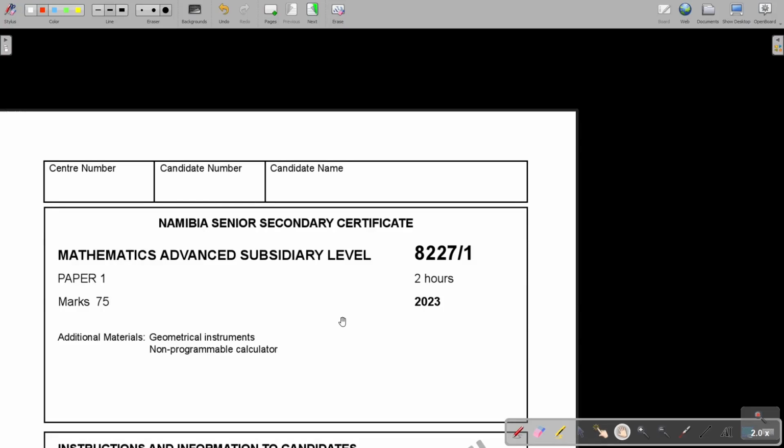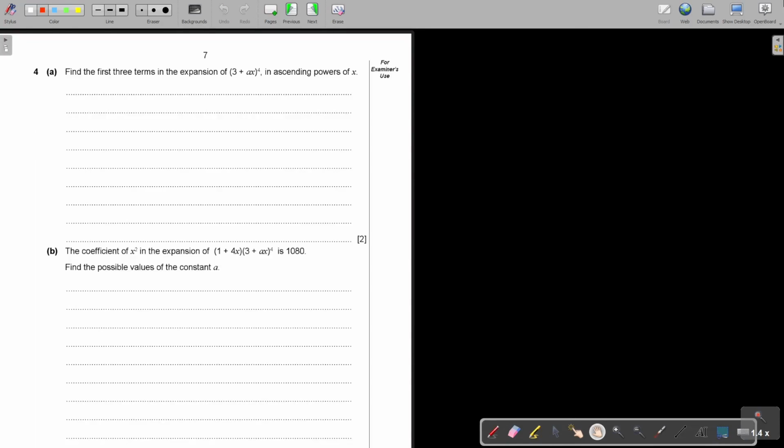Mathematics, Advanced Subsidiary Level, Paper 1, 2023, Part 3. Question number 4. Find the first three terms in the expansion of (3 + ax)^4 in ascending powers of x. What is this chapter?